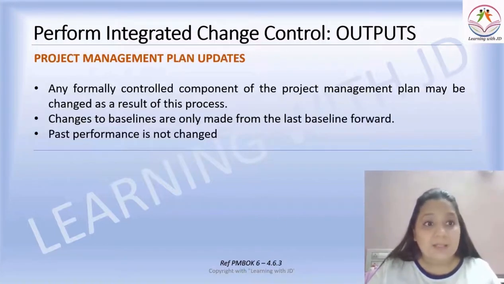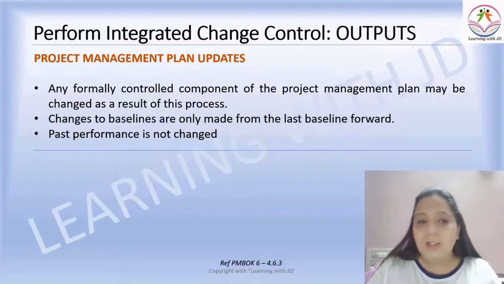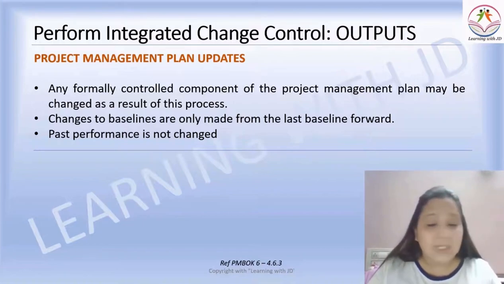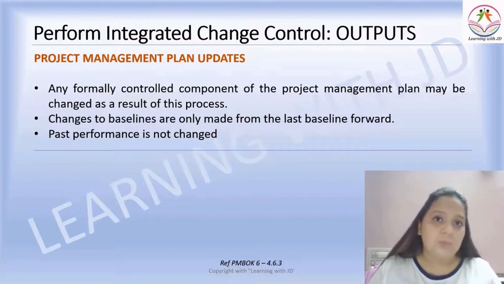The project management plan now gets updated. Any formally controlled component of the project management plan may be changed as a result of this process. Changes to the baseline are only made from the last baseline forward. Whatever was updated in the last baseline, from that onwards, the changes will now be updated. Past performance is not changed. Remember, this is very critical. Underline this: your past performance will not change. Whatever changes to the baseline happen will be from now onwards. Whatever has happened earlier has happened.